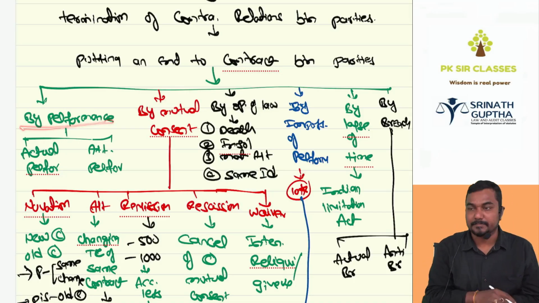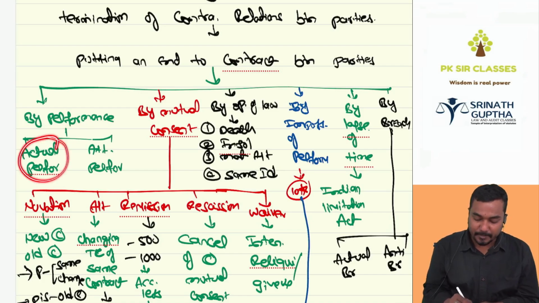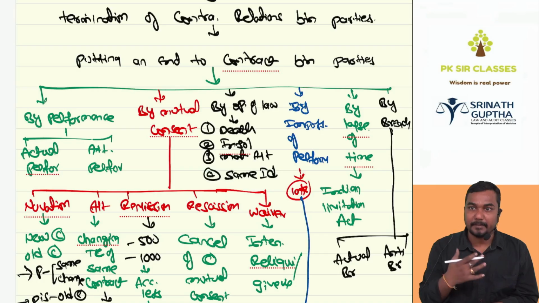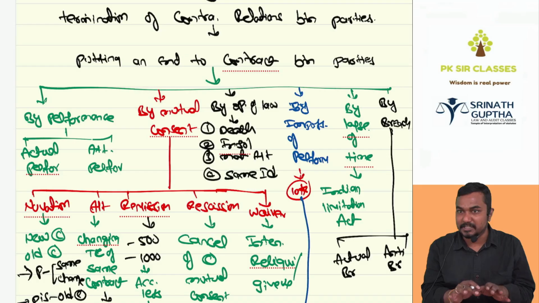First, by performance. Performance is of 2 types: actual performance and attempted performance. Actual performance means you are performing your duty and I am performing my duty. My duty is to give the car, I give the car. Your duty is to give the money, you give the money. Contract is actually performed and discharged.